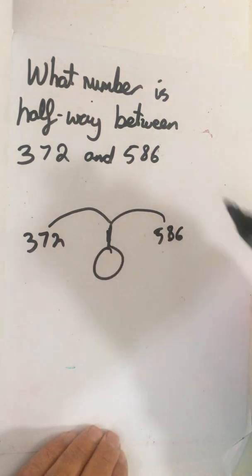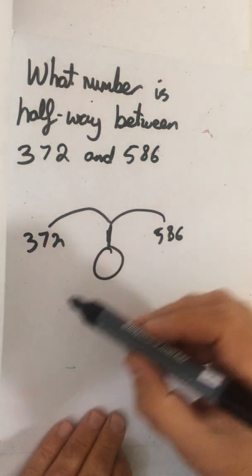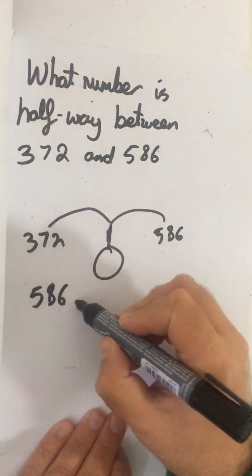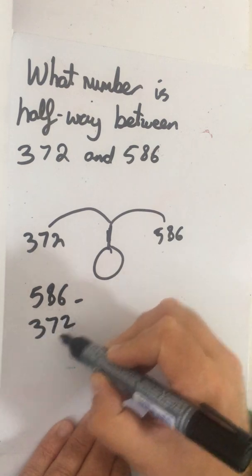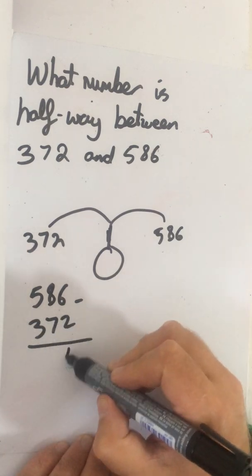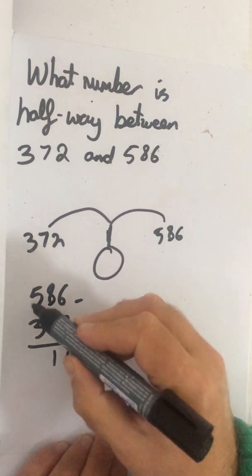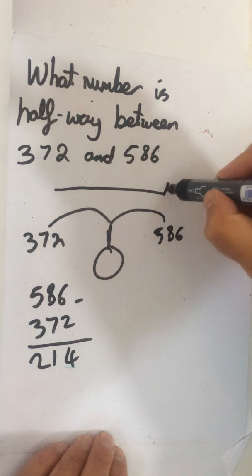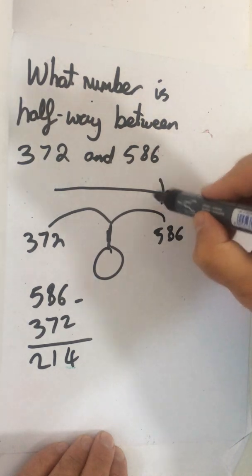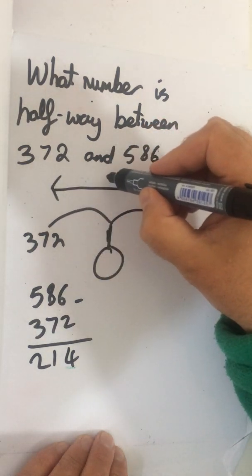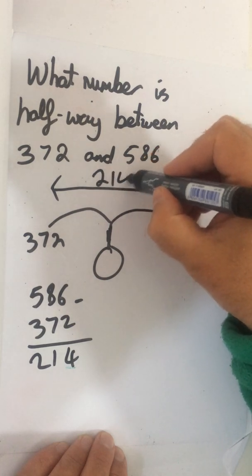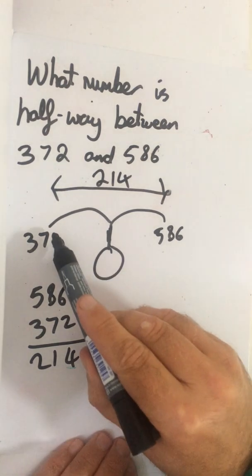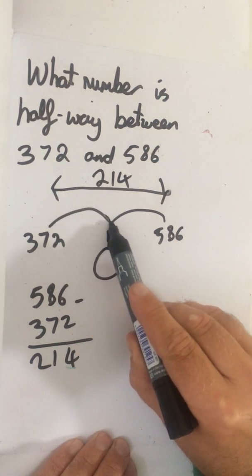So what I'm going to do, first step is, okay, I'm going to find the difference between the numbers. So find the difference. 586 take away 372. Oh, nice easy one to do. 8 take away 7 is 1, 5, so I know that overall the difference between the two numbers is 214.